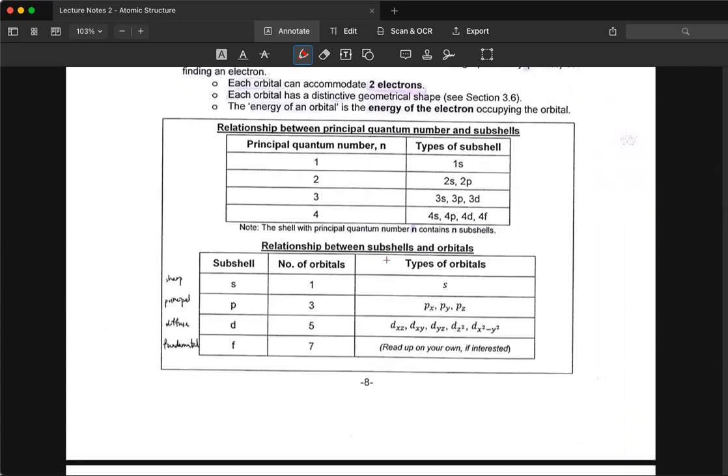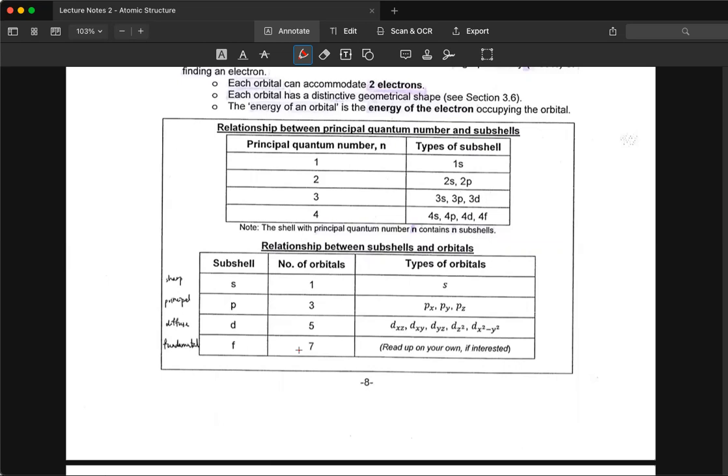And this shows the relationship between the subshells and orbitals. The s subshell contains 1 orbital. The type of orbital is s. For the p subshell, you have 3 orbitals, the x, y, z orbitals. And for d, you have 5 orbitals. You have 5 different types of orbitals here. As for f, we shall not go into it. It will not be covered in the A-level syllabus.